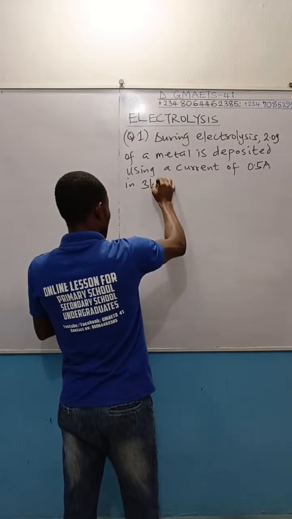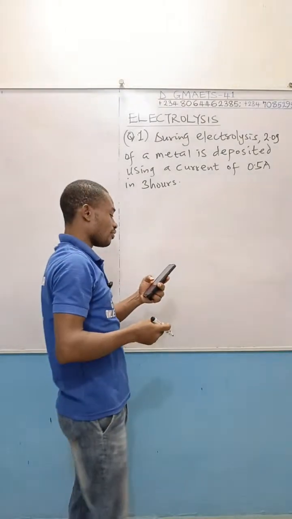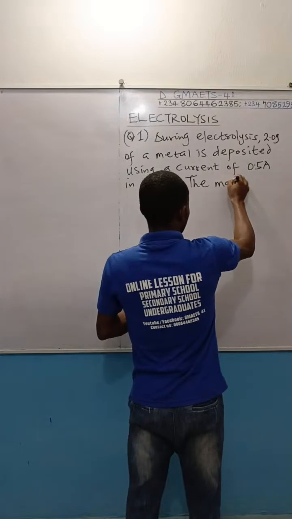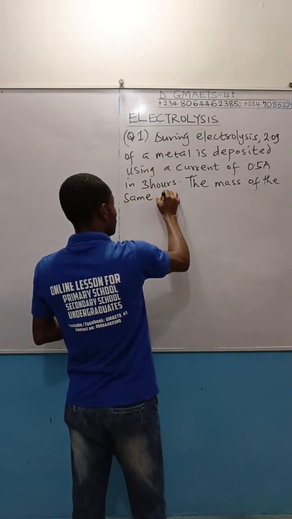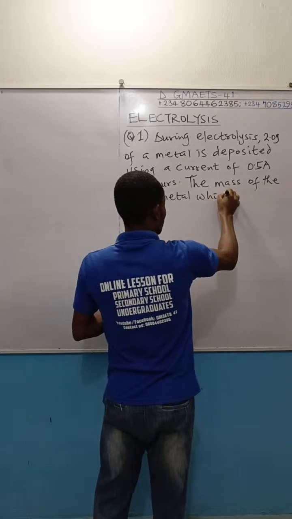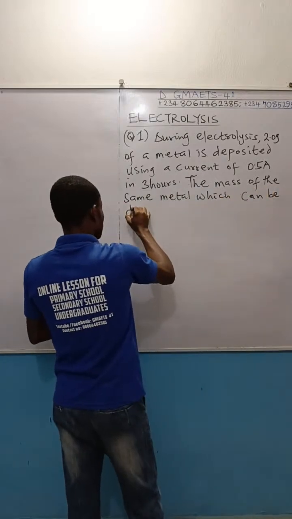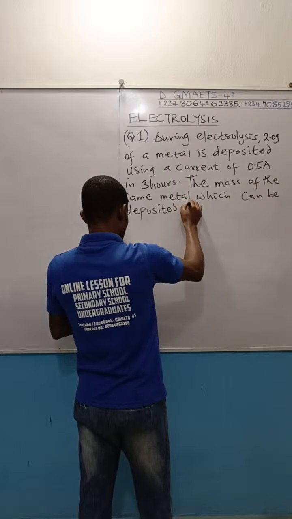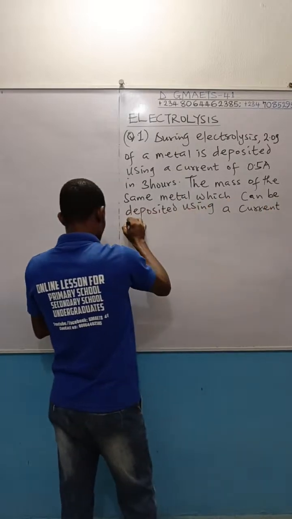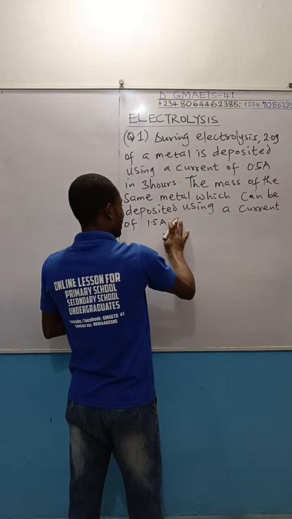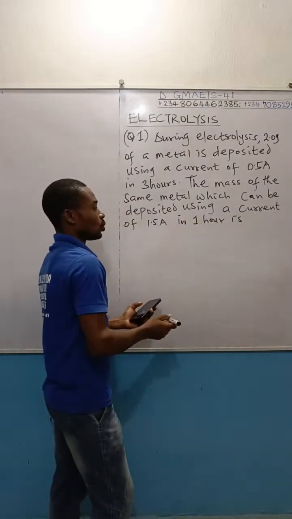In 3 hours, that's what I have here. The mass of the same metal which can be deposited using a current of 1.5 ampere in 1 hour is, so we don't know, we have the options here.